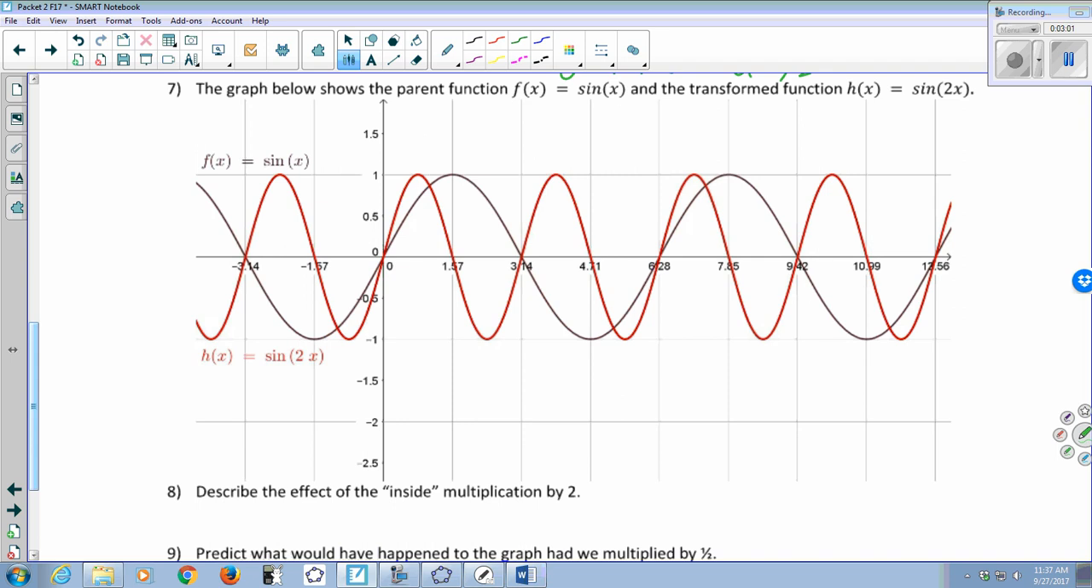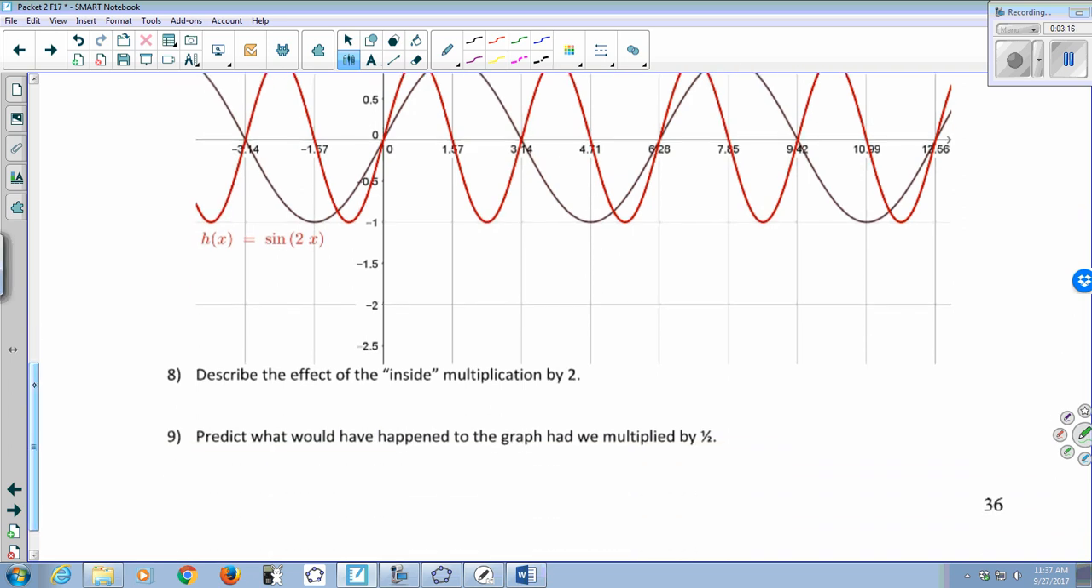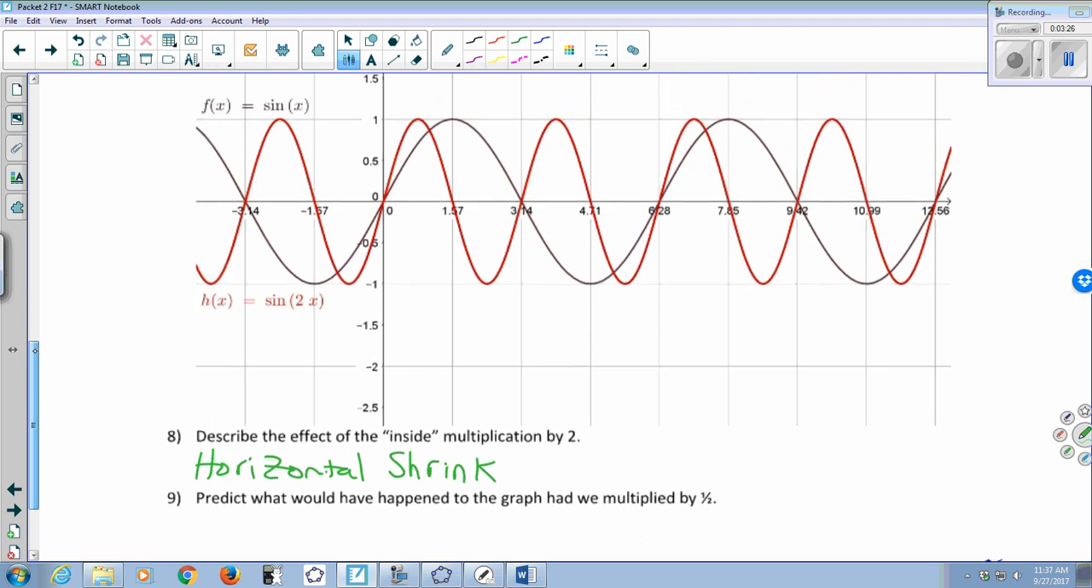So my maroon curve looks wider. It looks like I took that maroon curve and squished it from the left and the right, squished it so that it would take up less space horizontally. So I would call this a horizontal shrink. Right? So I squished this, or a horizontal compression, you could call it. And by how much did I shrink?